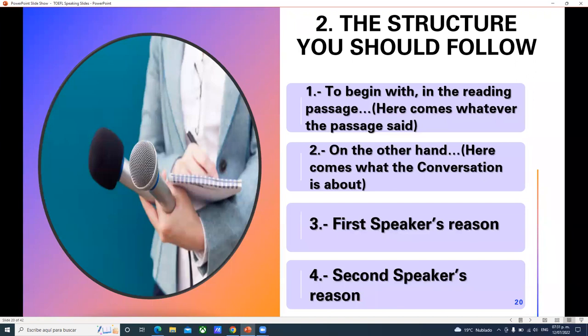That is to say, you can have planned your first phrase, that would be this one, to begin with, in the reading passage, and after that you complement it with the information you received in the reading passage, as well as a transition from this specific reading passage to what the speaker said in the conversation. You can say, on the other hand, and here would come what the conversation is about, right? As you remember, I said, on the other hand, the student disagrees with this change because, and that would be the third step. That is to say, the first speaker's reason in order to maintain his or her opinion about this specific topic.